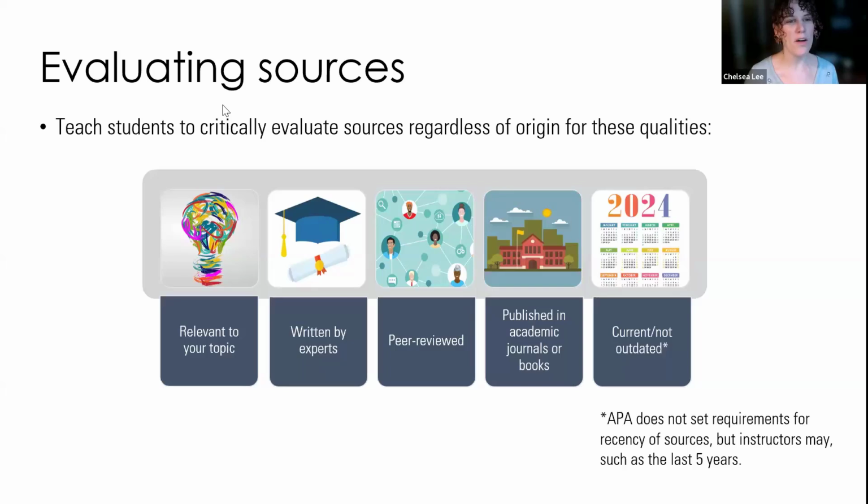And I want to note as well that regarding the age of sources, APA does not have rules about how old a source is or isn't allowed to be. However, sometimes instructors have rules that they want research to be within, say, the last 5 years or the last 10 years. It's going to depend on the timeline. But I want to emphasize that that's coming from the instructor or the department setting parameters for an assignment, not from APA. Let's go to the next slide.